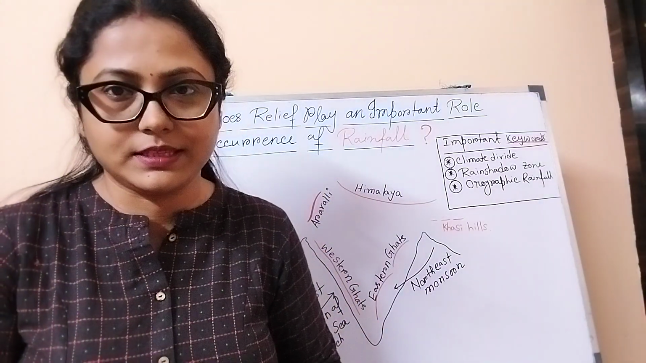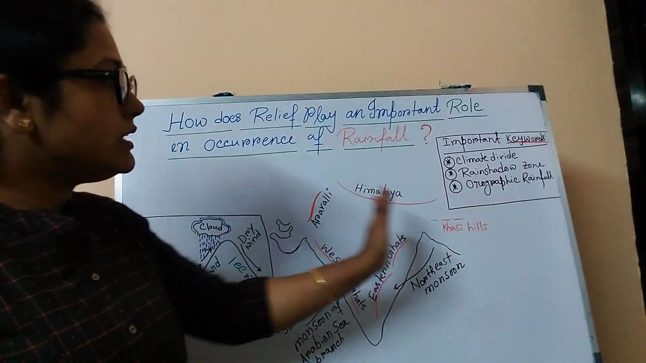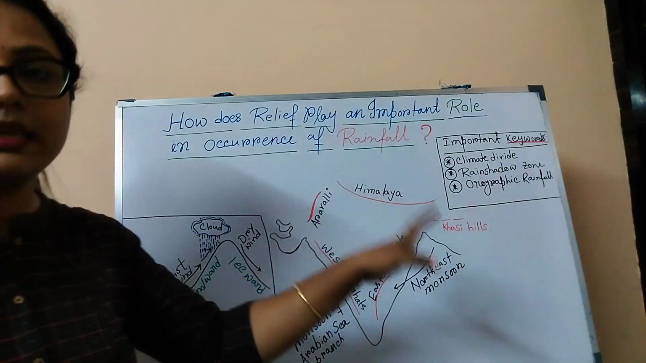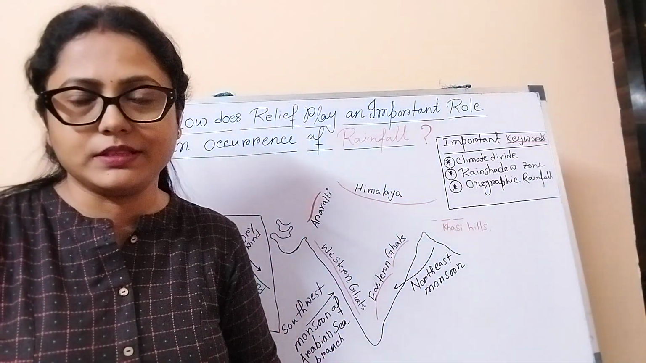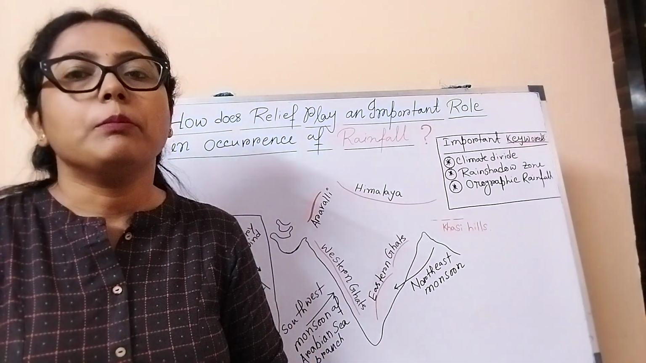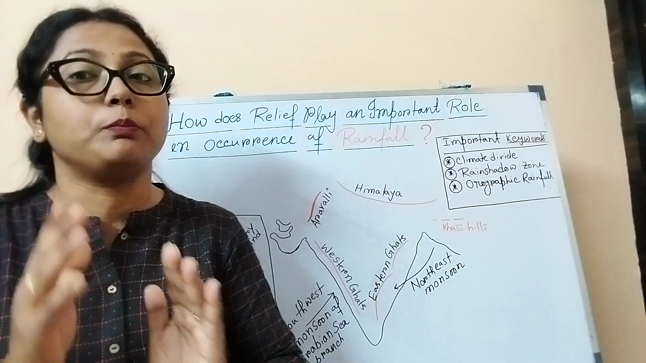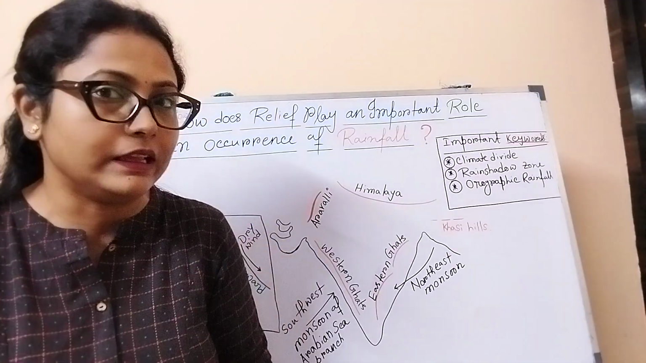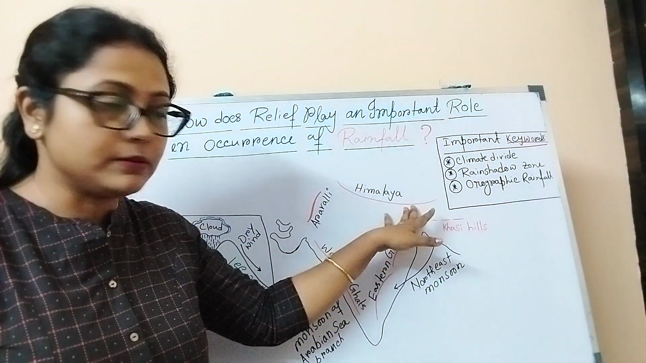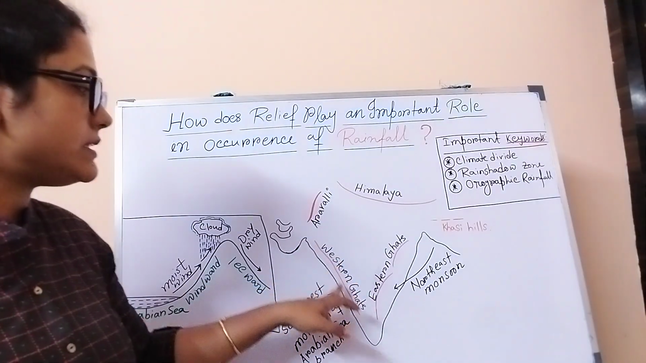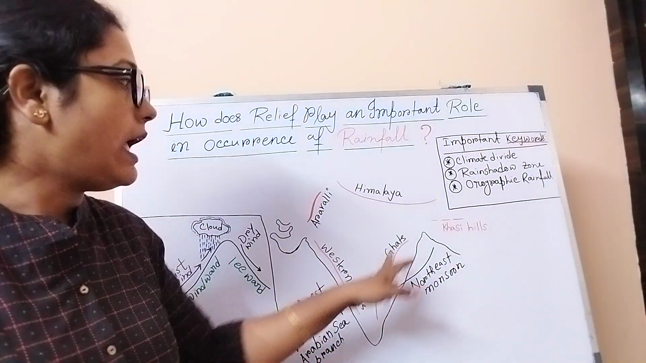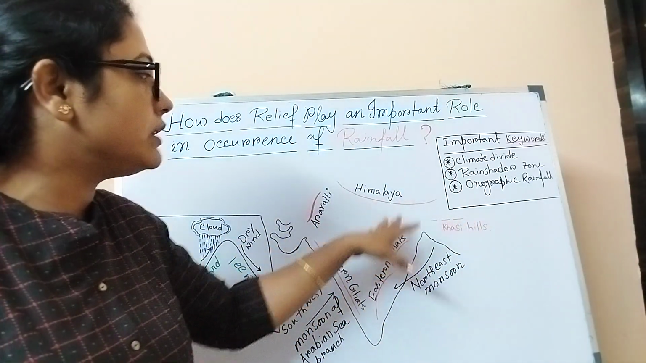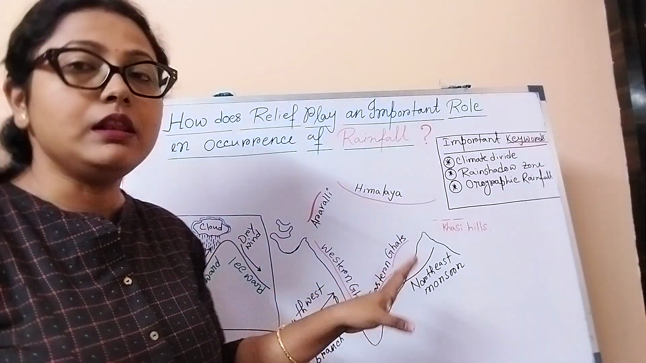So which are the different reliefs present in our India? First of all, let us see those. There are different mountain ranges present in our India. But the important ranges which play a very important role in controlling the rainfall pattern of India are the Himalayas, the Aravalli, the Western Ghats, the Eastern Ghats, and the Khasi Hill. So how these relief features control the rainfall pattern of India, we will learn today.